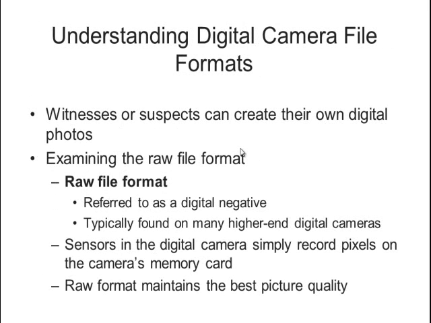Digital camera formats. Witnesses or suspects can create their own digital photos. There is the RAW format, referred to as the digital negative, which is typically found on many higher-end cameras. Sensors in a digital camera simply record pixels on the camera's memory card. The advantage of the RAW format is that it maintains the best picture quality possible. The biggest disadvantage is that it's proprietary and not all image viewers can display these formats.